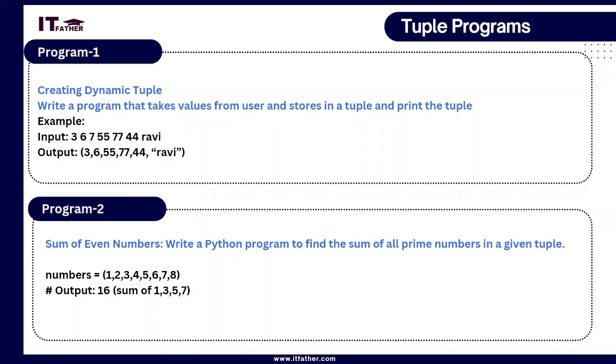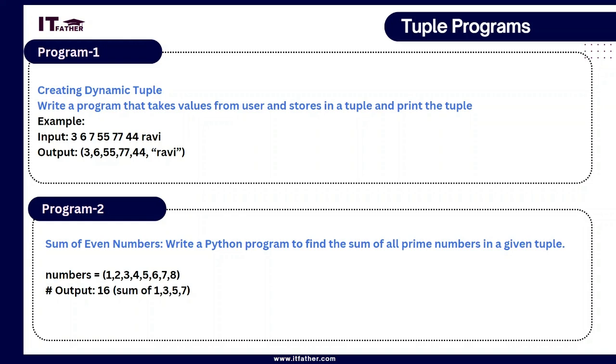So the first program we are going to do live is creating a dynamic tuple. Means we are going to take some values from the user, store those values in the tuple, and print the tuple. Now the question will come here: you will be asking that tuples are immutable, then how can we declare a tuple and take a value from the user every time and store it back to the tuple, right? Right thinking you have in mind.